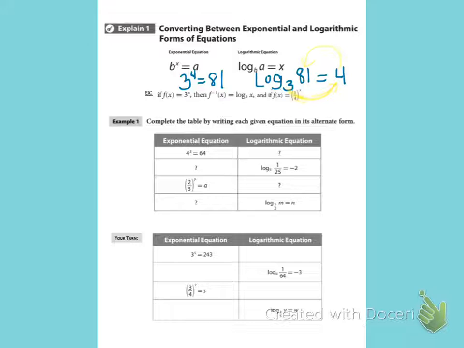So let's take a look at this first one. Exponential form is 4 to the third equals 64. And so in logarithmic form, it would look like this. Log base, well, the base is 4, right? The exponent is 3, so that goes by itself on the other side. And then the result is 64. So that would be read log base 4 of 64 is 3. In other words, the exponent that 4 would have to be raised to get 64 is 3.